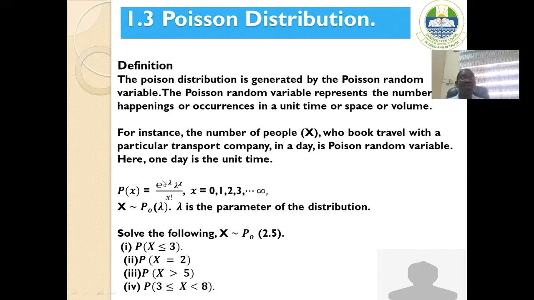Now, the formula for the Poisson distribution is e to the power minus lambda, lambda to the power x, over x factorial. Lambda is the mean of the Poisson. Again, we will never use this formula. When we say x is distributed as Poisson lambda, lambda is that parameter. Lambda can be a number. For instance, we say here, x is distributed as Poisson 2.5.